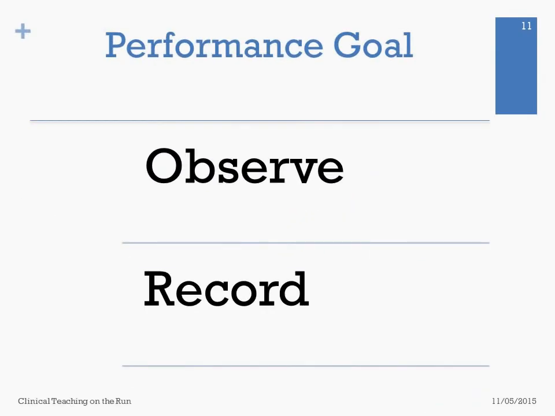Let's assume that you and the learner have identified a skill that they would like to work on. You both have an idea about what the ideal and/or standard performance looks like. You observe the learner's performance and record what you heard or what you saw.